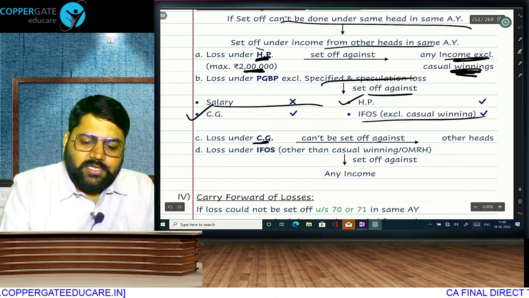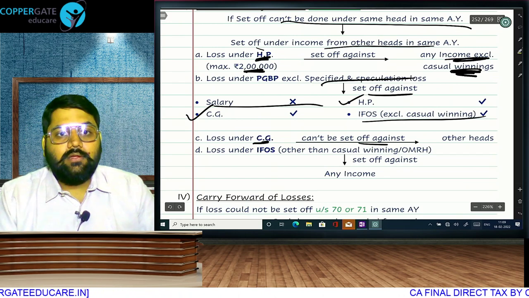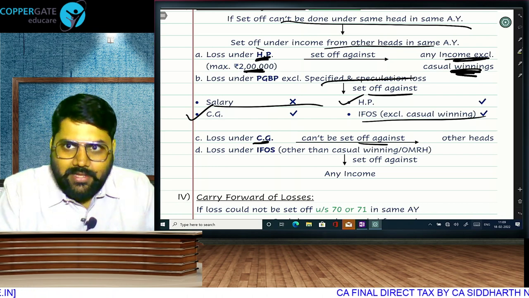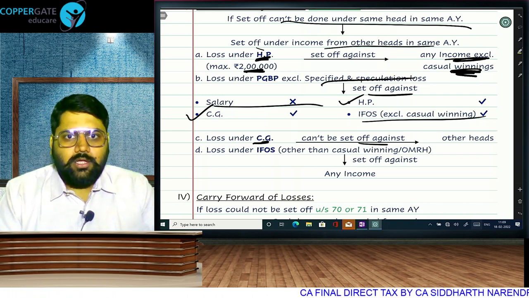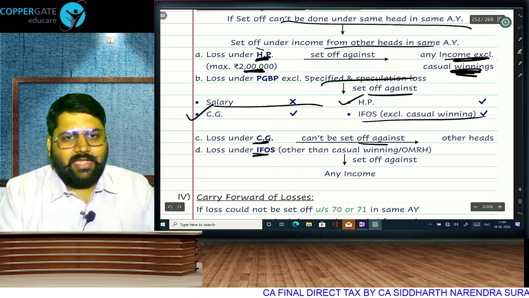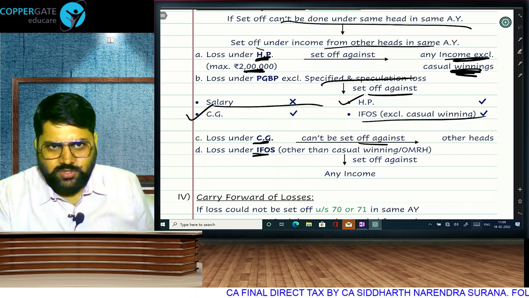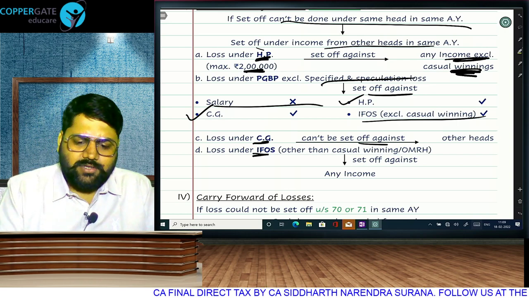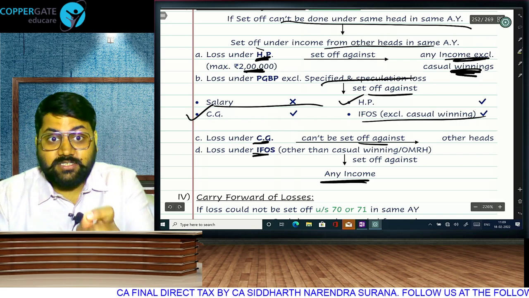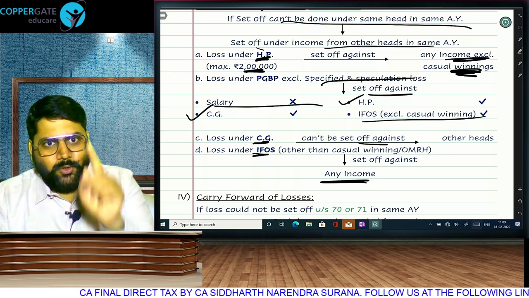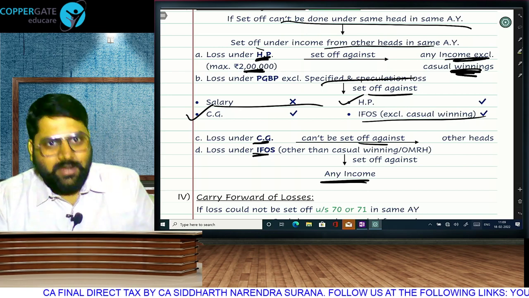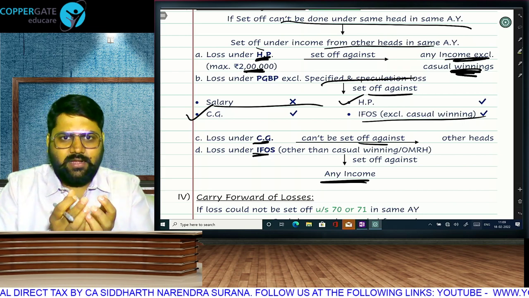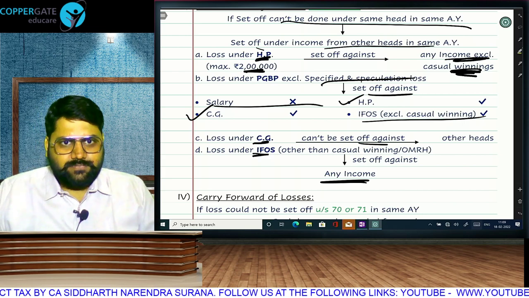For capital loss, interhead is not available at all. You have to adjust capital loss only against capital gains, and in that also long term only against long term. And if you have any loss under IFOS, of course excluding casual loss because no set off carry forward, and OMRH because it does not have intersource also. Any other losses you can adjust, means IFOS losses can be adjusted against salary also, house property, PGBP, capital gain, everywhere.